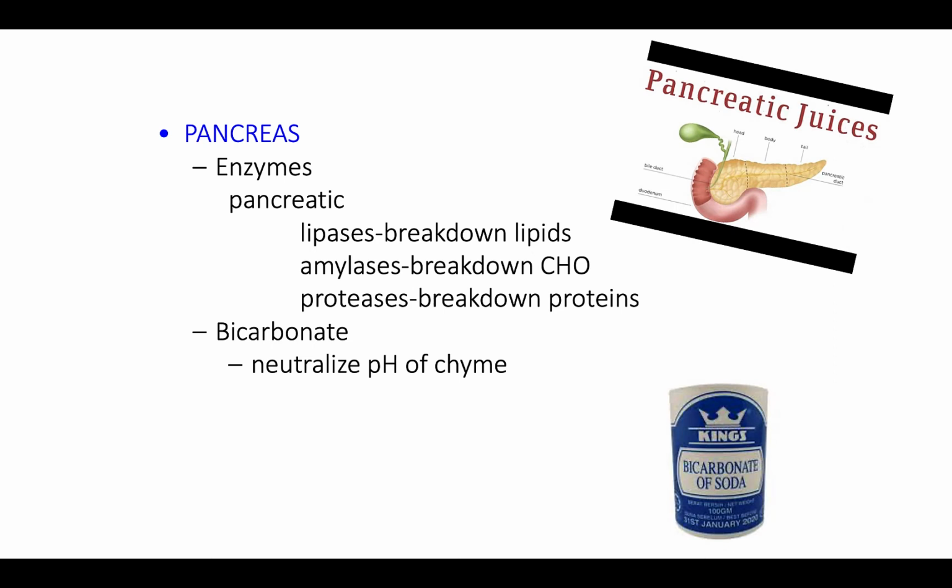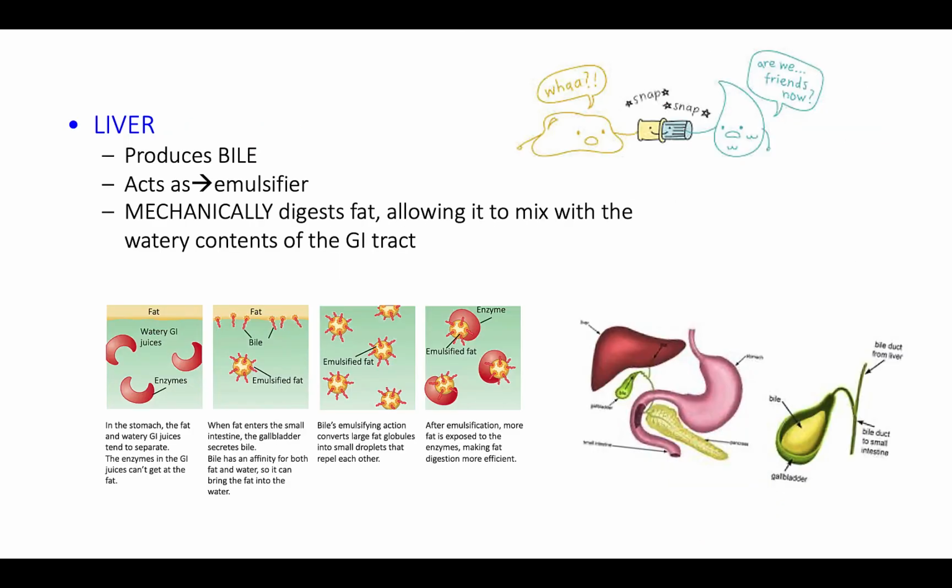Then we have pancreatic juices. These include the pancreatic enzymes: lipases that break down lipids, amylases that break down carbohydrates, and proteases that break down proteins. We also have bicarbonate. Doesn't look like this, but the purpose of the bicarbonate is to neutralize the acidic chyme that left the stomach, which is very high in acid because it has an extremely low pH from that hydrochloric acid.